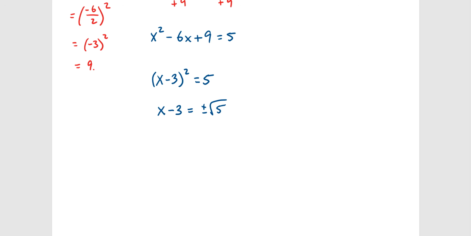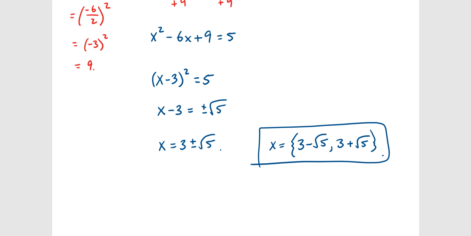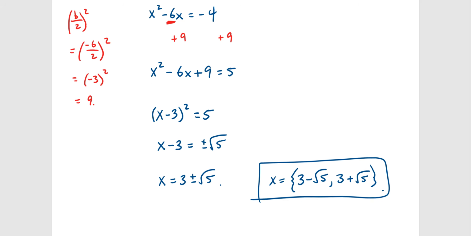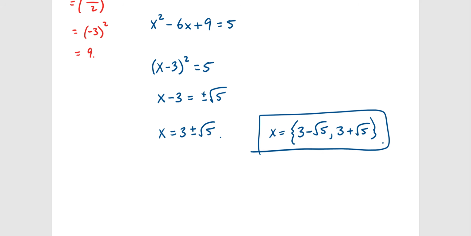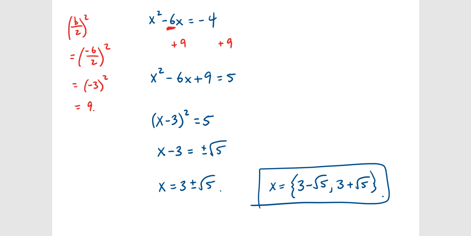Okay, so adding 3 we get x equals 3 plus or minus radical 5. And let's just write that as a solution set. We get 3 minus radical 5 and 3 plus radical 5. A shortcut for this too is recognizing this value right here that's going to go in your binomial squared is going to be your b over 2 value before you square it. It's that negative 3 in this case.